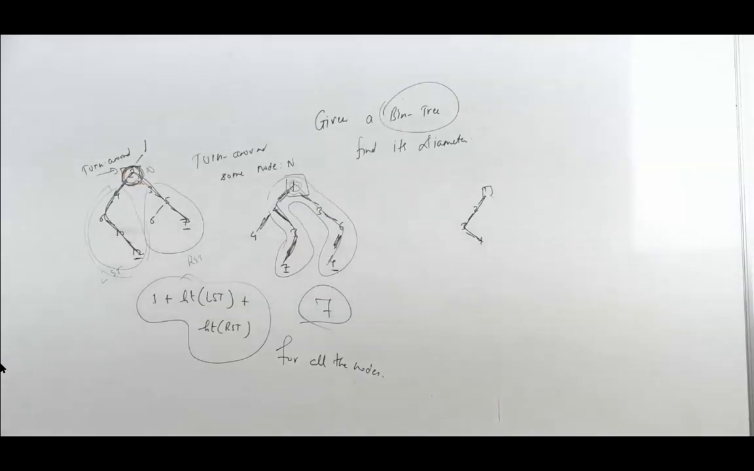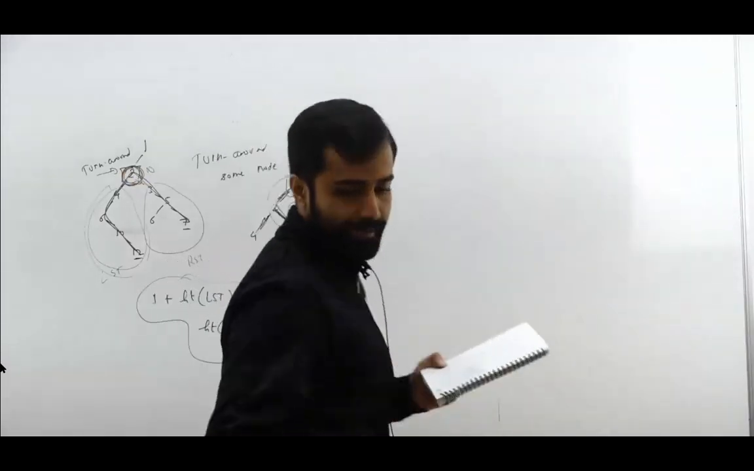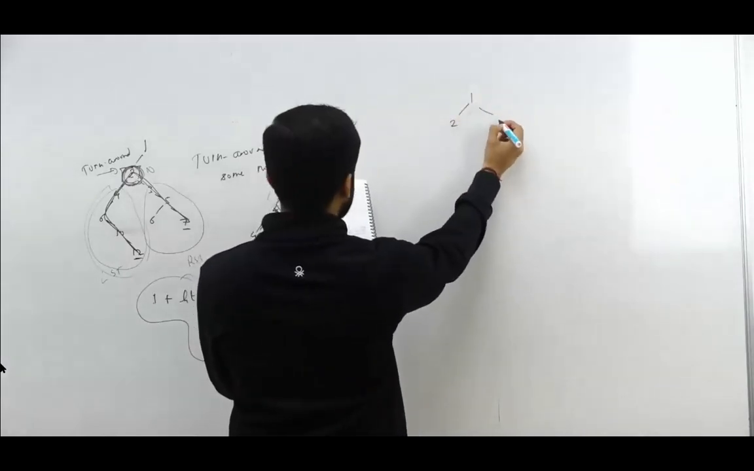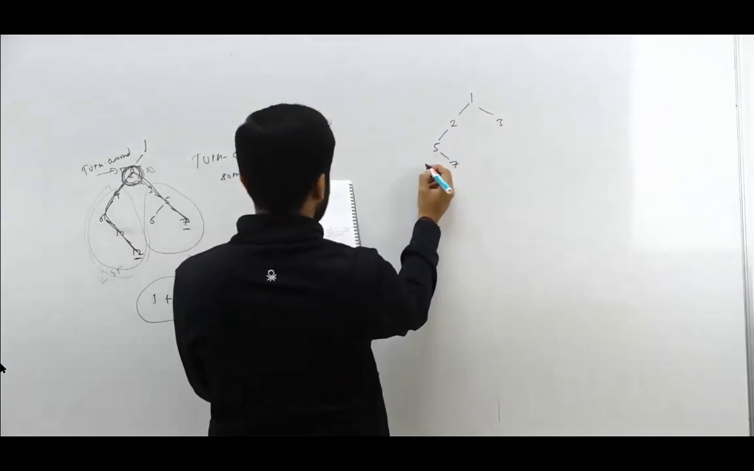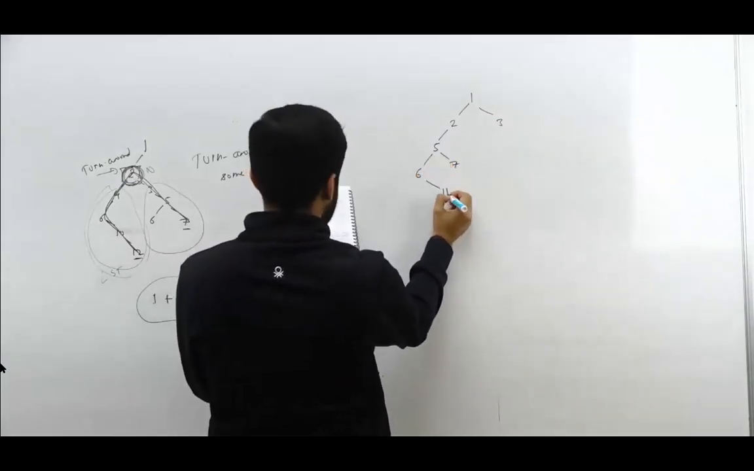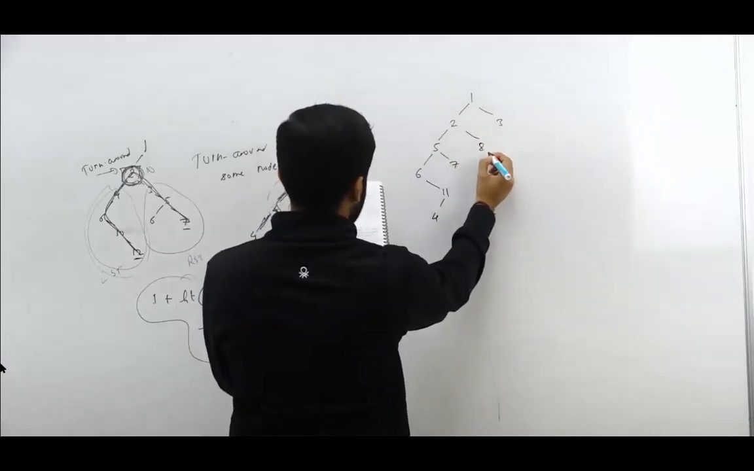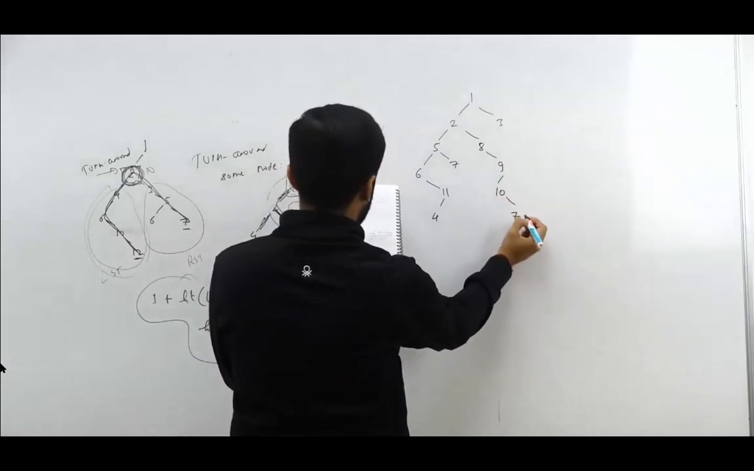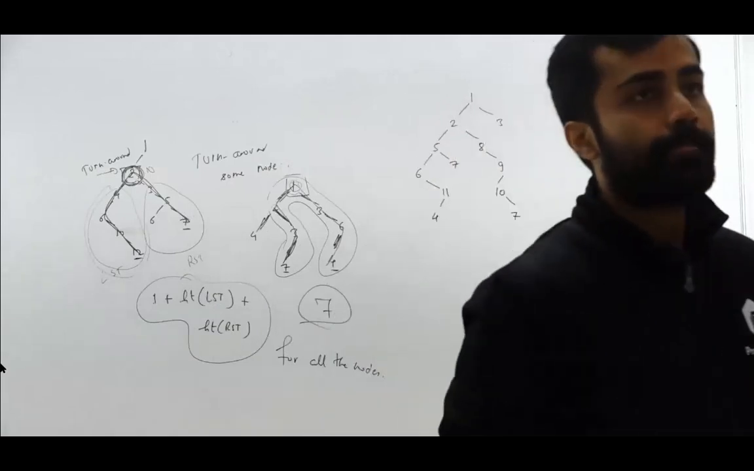Correct. So this is exactly what we'll be doing. Just to get more comfortable, I'll draw one more tree. Let's say we have 1, 2, 3, 5, 7, 6, 11, 4. And let's say here we have 8, 9, 10, 7. Can somebody tell me the diameter of this tree?